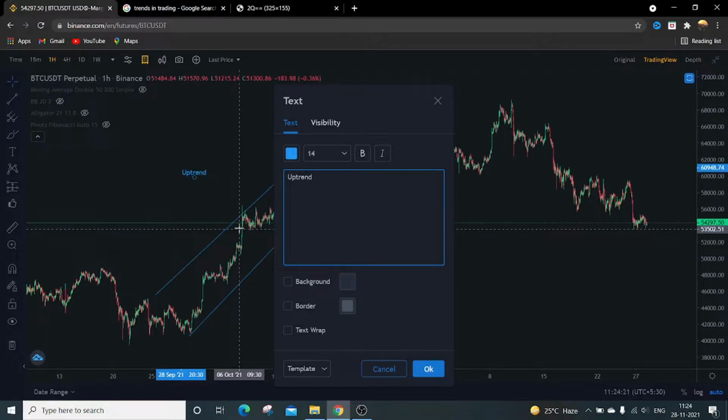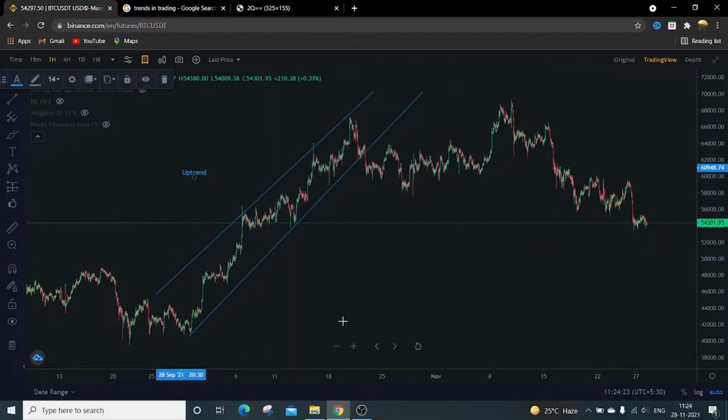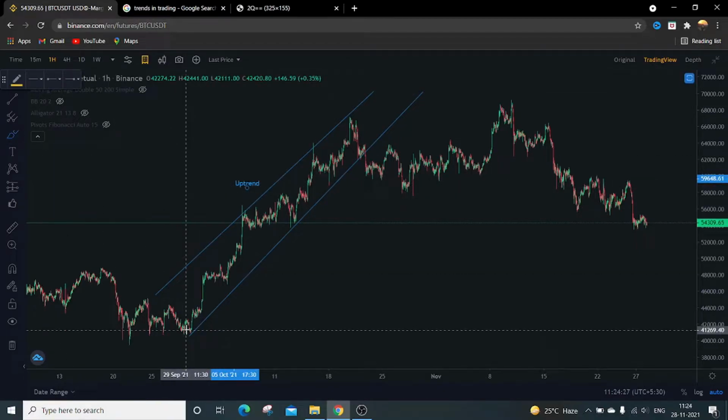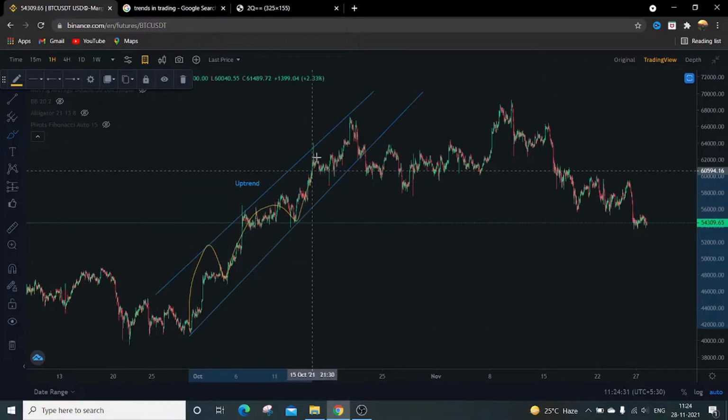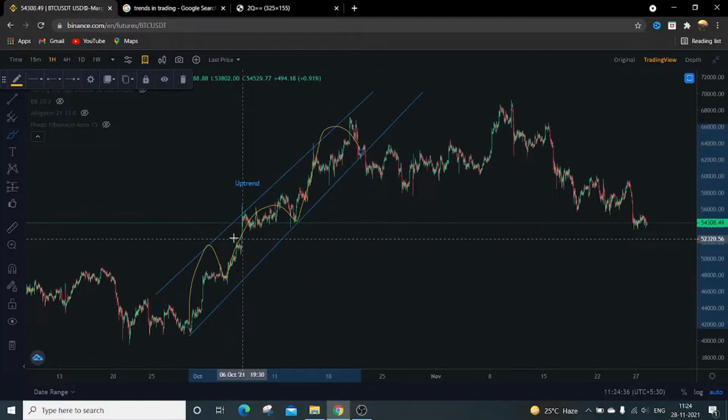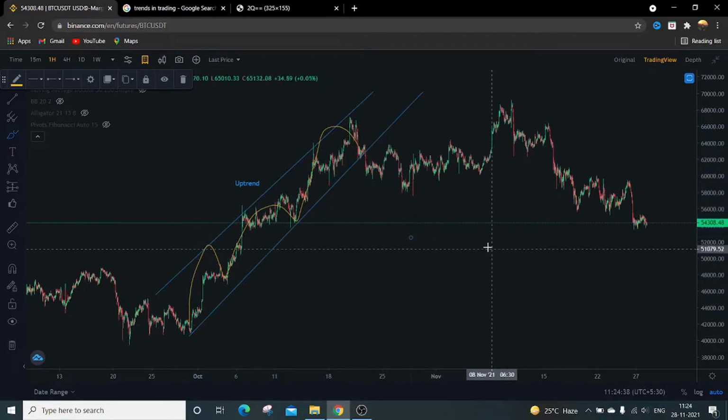I just write down some words over here. This is uptrend. Okay, what is the movement of the uptrend? That is like this and this. That means it is going in the upward direction, right? That is called an uptrend. So this part is done now.